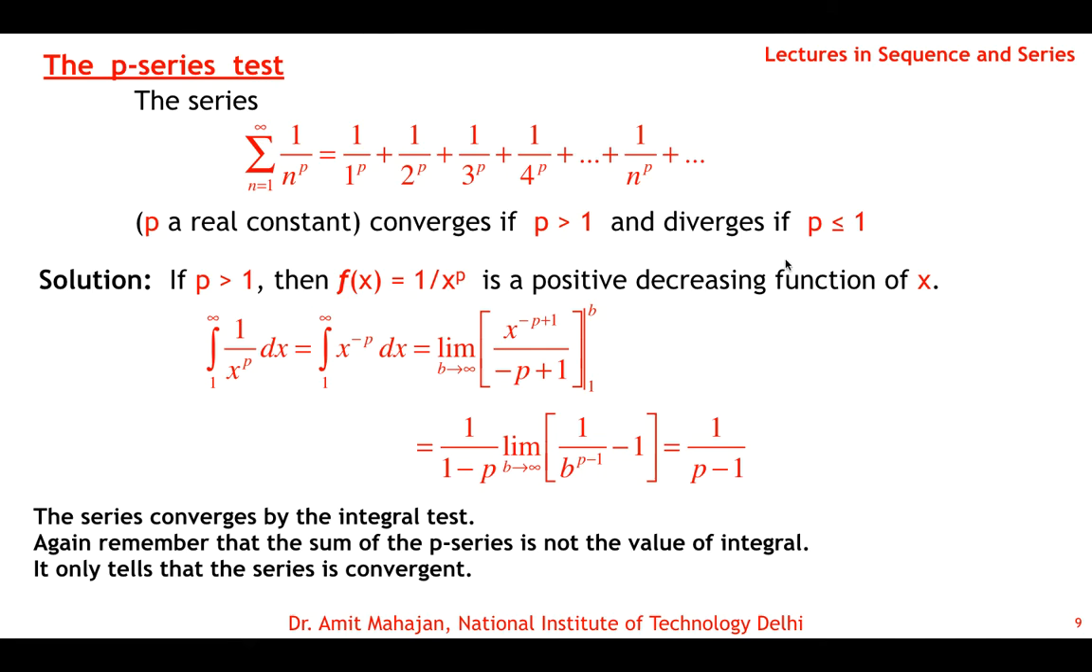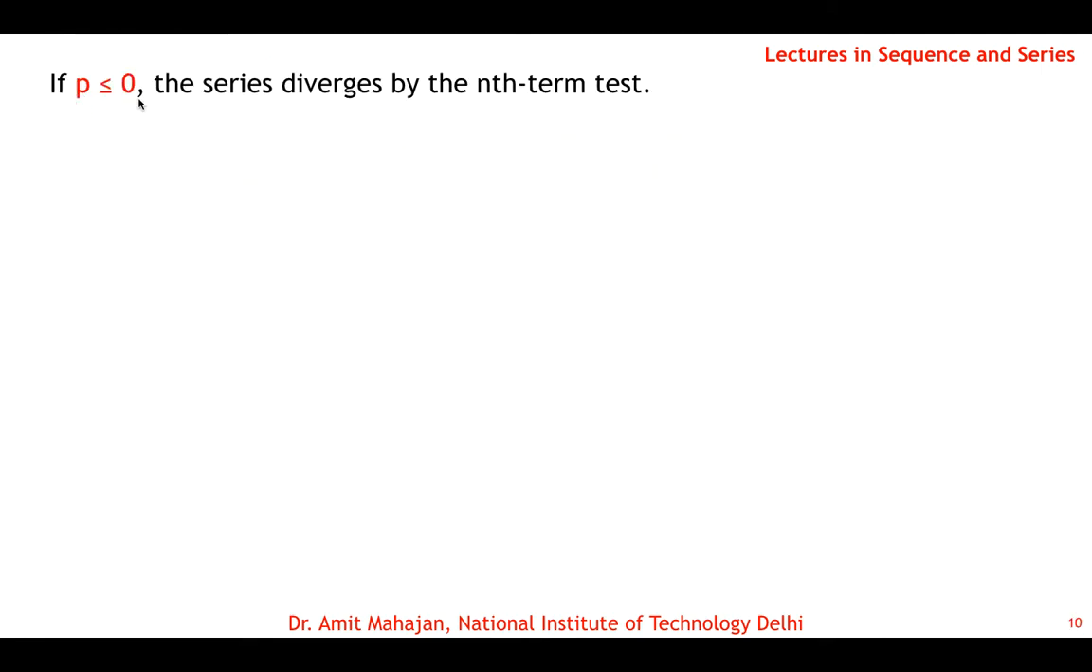For p equal to 0, okay, 1 raised to power 0, 2 raised to power 0, 3 raised to power 0, so in general 1 by n power 0. Okay, by the nth term test, the series is divergent. If p is less than or equal to 0, the series diverges by the nth term test, because a_n will become n power m, if I write p as minus m. Okay, and so limit n tends to infinity, a_n is non-zero. Okay, so the series diverges.